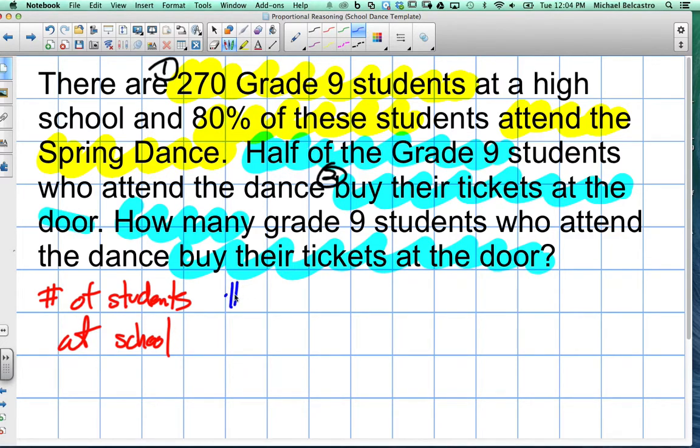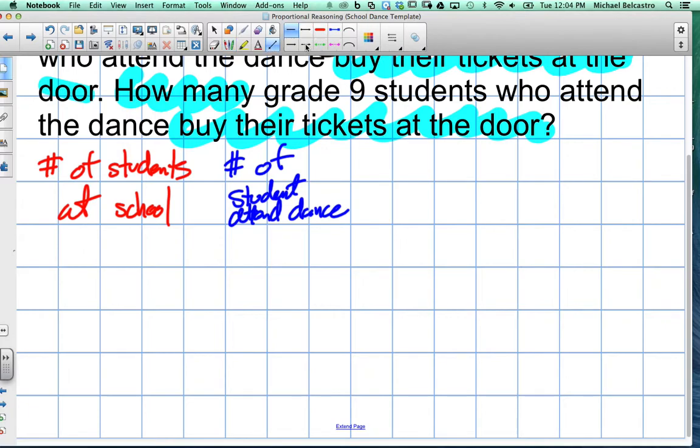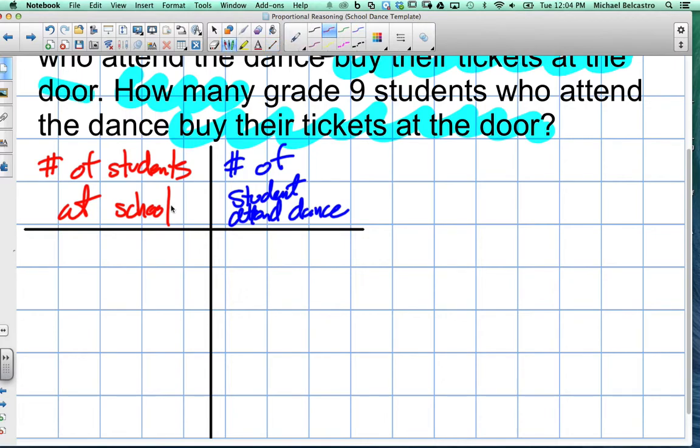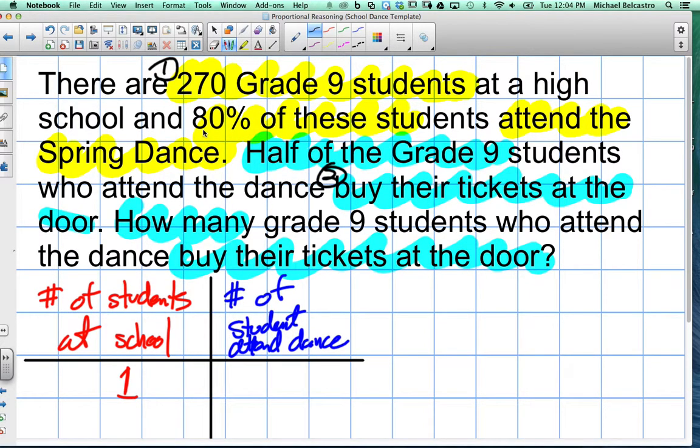And number of students that attend the dance. Okay, pretty big titles we have here. So let's set this up. Let's say there was really only one student at that school. If there's only one student at that school, and remember, 80% of those students attend this dance, we need to figure out how many of the students would attend the dance.